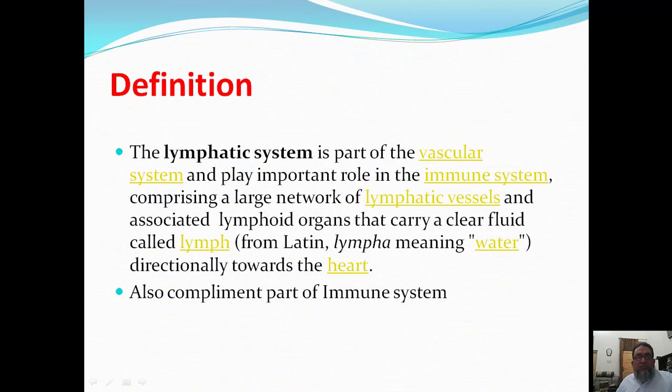What is the definition of the lymphatic system? It is a part of the vascular system and plays an important role in the immune system, comprising a large network of lymphatic vessels and associated lymphatic organs that carry a clear lymph. What is lymph? From the Latin word lympha meaning water, it flows directly toward the heart. Also a complement part of the immune system.